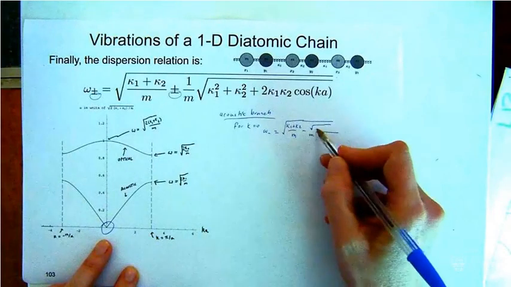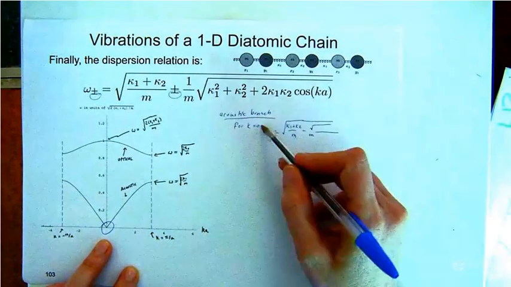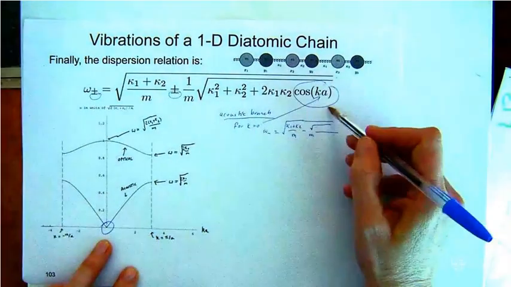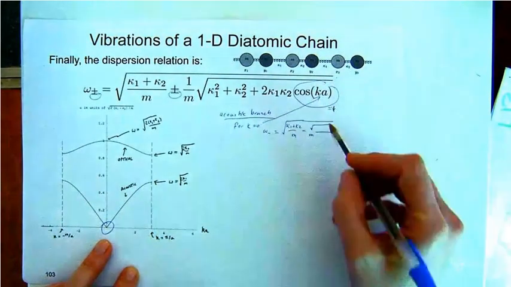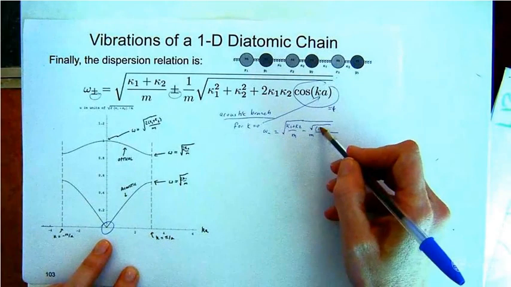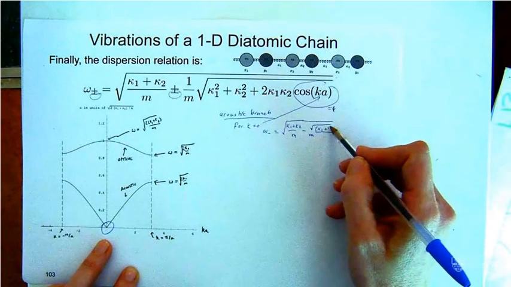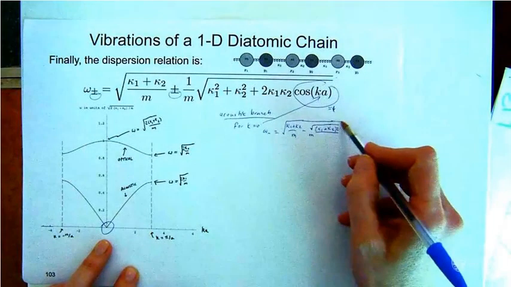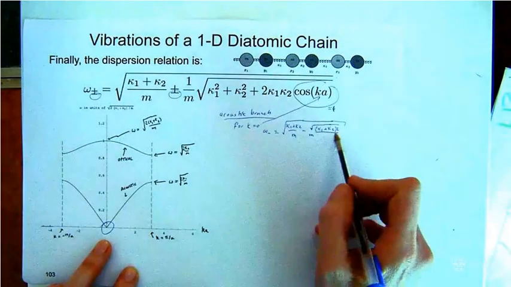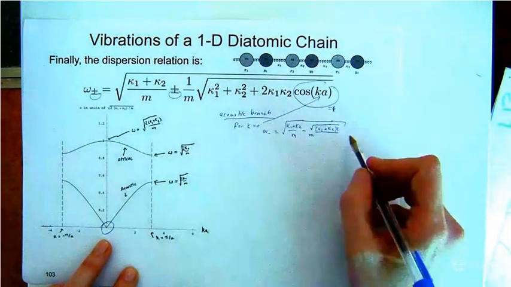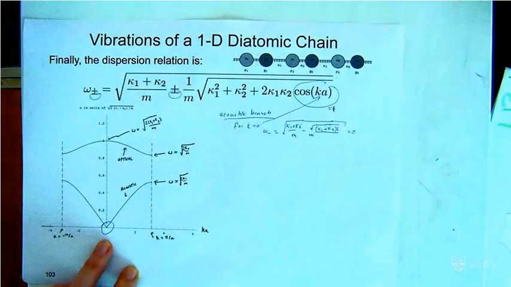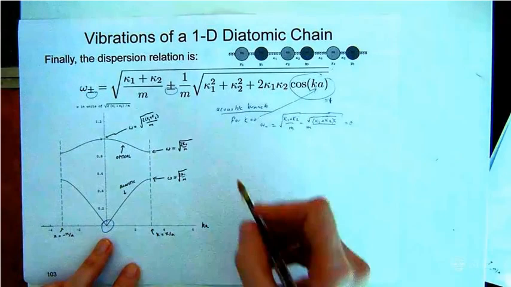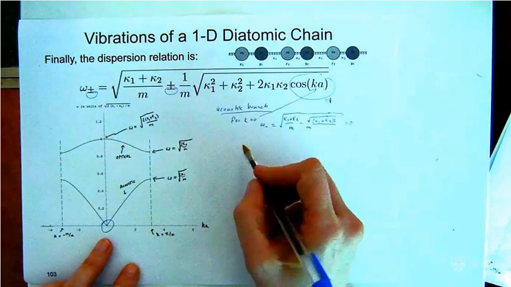And remember, k is going to 0, so this term here will get you 1. And then you'll end up with just kappa 1 plus kappa 2 all squared over m. And these two will just cancel out. And so, indeed, as we would hope, it describes that well.